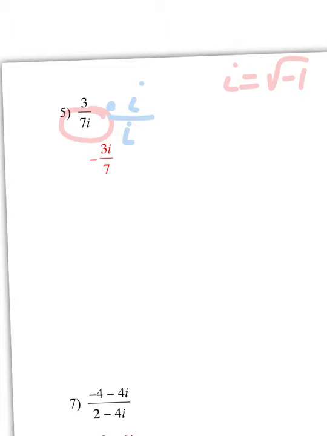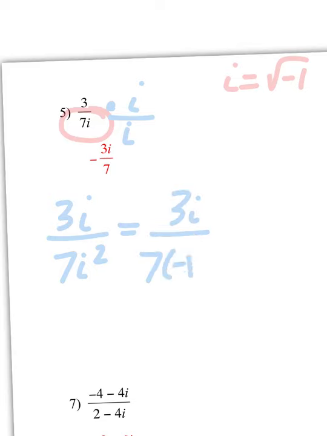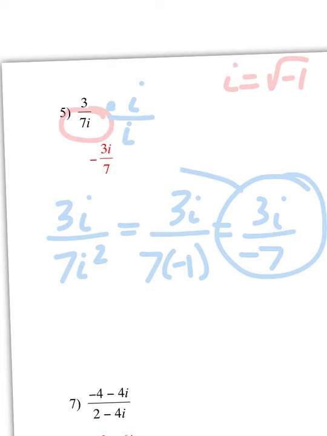Alright, so that means it'll be 3 times i, so that's 3i. And it'll be 7i times i, which will be 7i squared. Now, what is i squared? That's negative 1. So you end up with 3i over negative 7. And as you can see, that is equivalent to our answer. 3i divided by negative 7 is the same as negative 3i over positive 7.